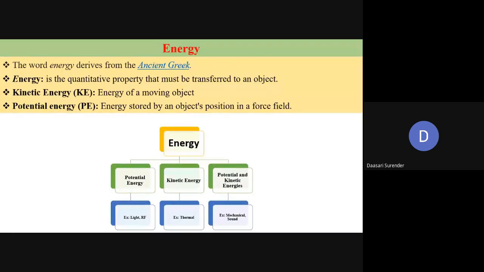So first of all, what is energy? The word energy is derived from the ancient Greek word energia. We know that energy is the quantitative property that must be transferred to an object in order to perform work on that particular object or to heat that object. From the law of conservation of energy, we know that energy cannot be created or destroyed, and it is converted from one form to another form. The common forms of energy include kinetic energy of a moving object and the potential energy stored by an object positioned in a force field.